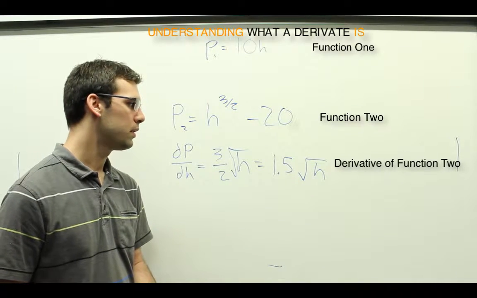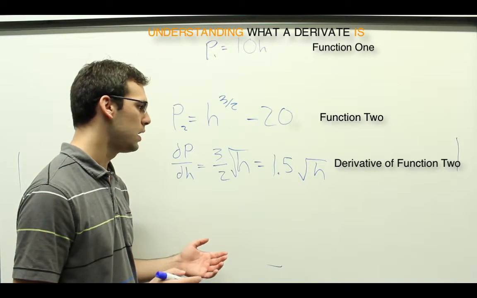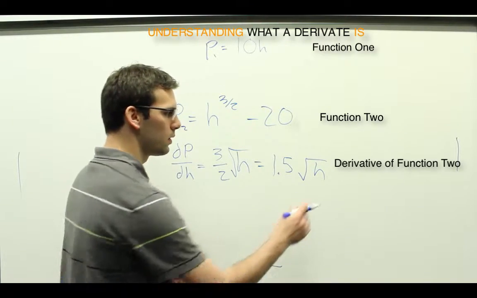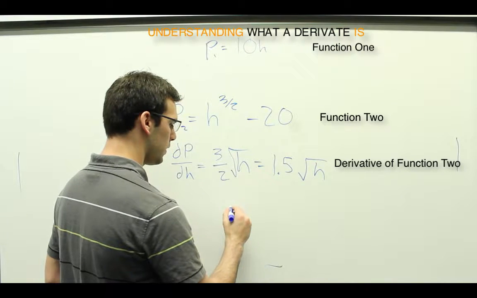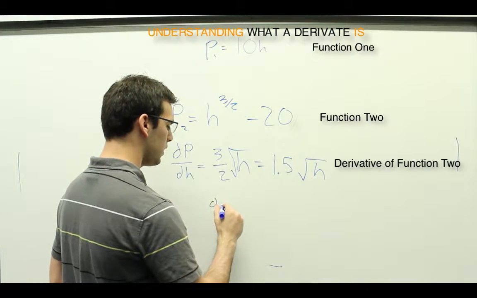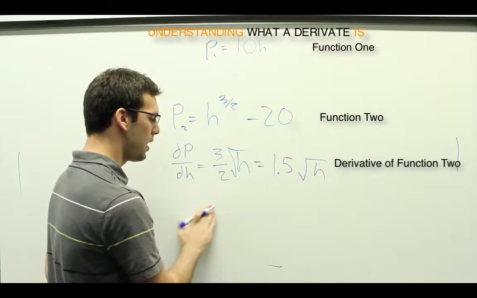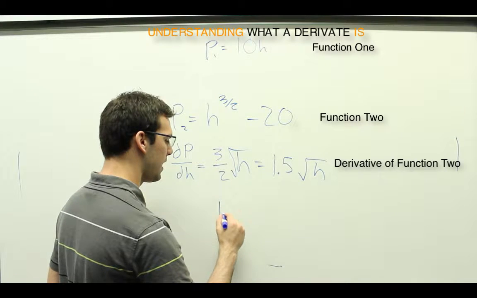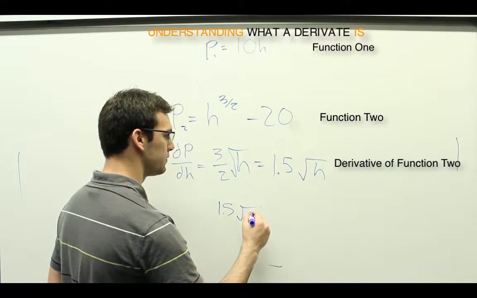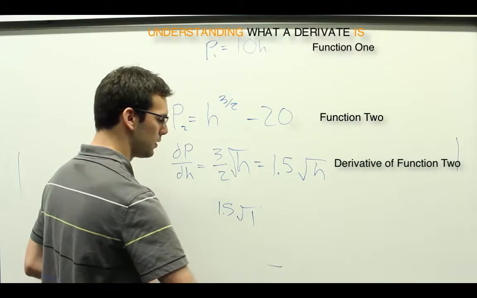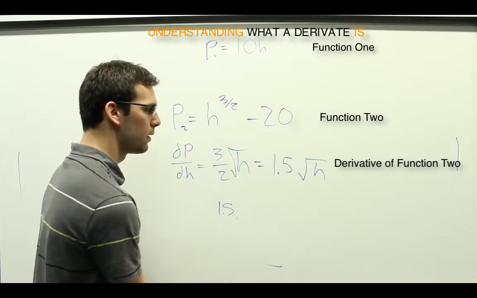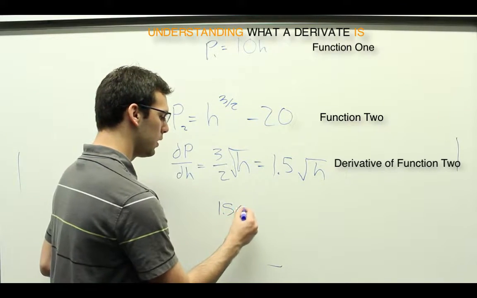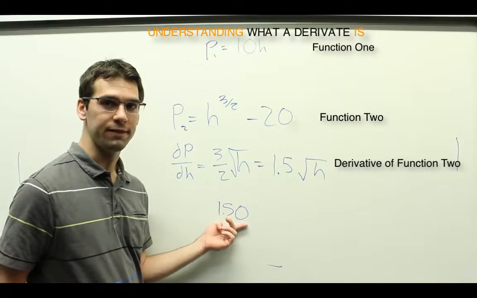So in rough terms, you could say if we've already worked for 1 hour, then h equals 1, then the derivative at 1 hour, at h equals 1, is 1.5 times the square root of 1, which is of course 1. So we end up with 1.5. And so that tells us that we're making approximately $1.50 per hour.